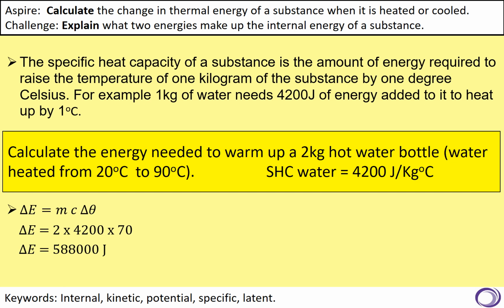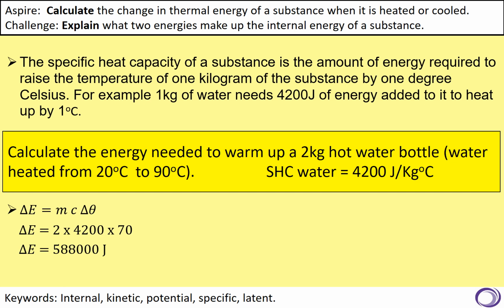So we've got energy, which we don't know, times the mass. In this case, it is 2 kilograms, times the specific heat capacity, which is 4,200. And then the change in temperature, it was already 20 degrees Celsius and it's gone up to 90 degrees Celsius. So it's changed by 70 degrees Celsius. And then you multiply that together and put it into your calculator, and then you get 588,000 joules. And that is your answer.